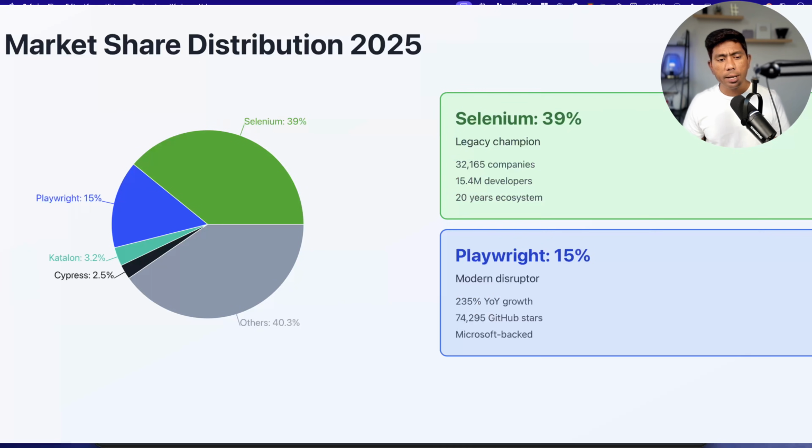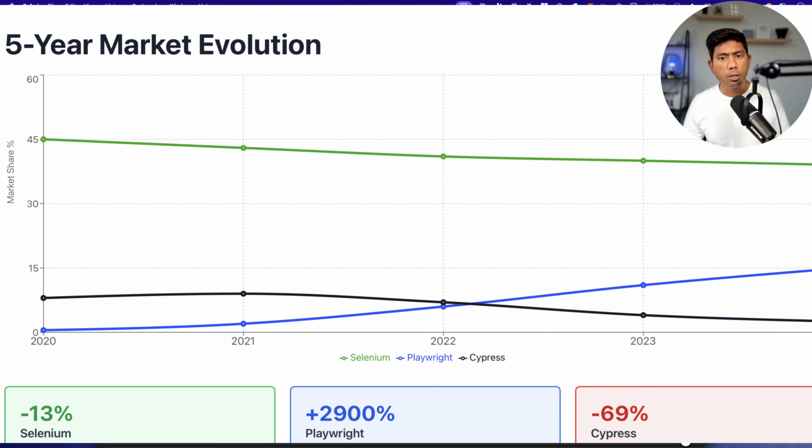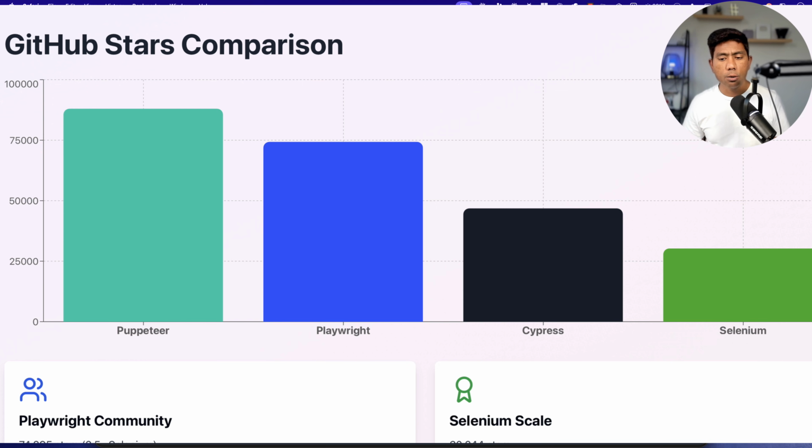And that's how we are getting these particular numbers, as you can see over here. And this is the evolution, as you can see. I mean, the evolution, you can see that 2,900% of Playwright explosive growth happened over here compared to Selenium and Cypress in 5 years. I'm just talking about the last 5 years, like how Playwright has grown tremendously and how Cypress has declined completely over there.